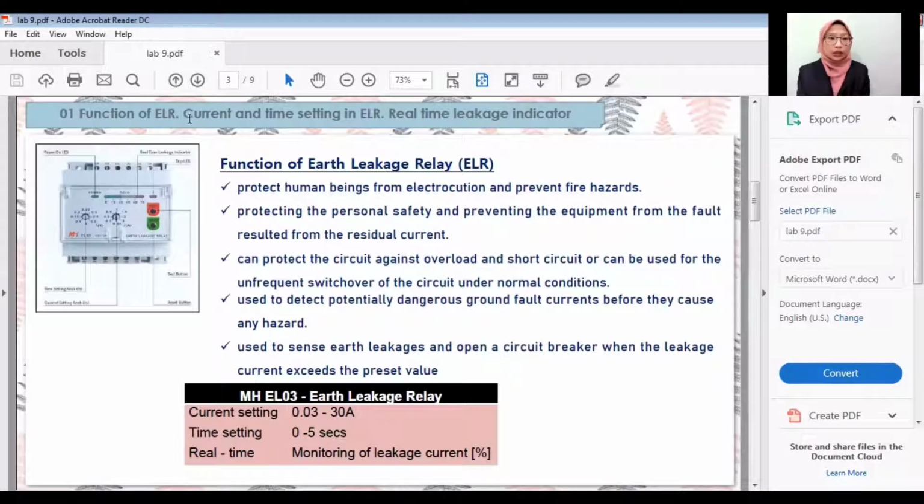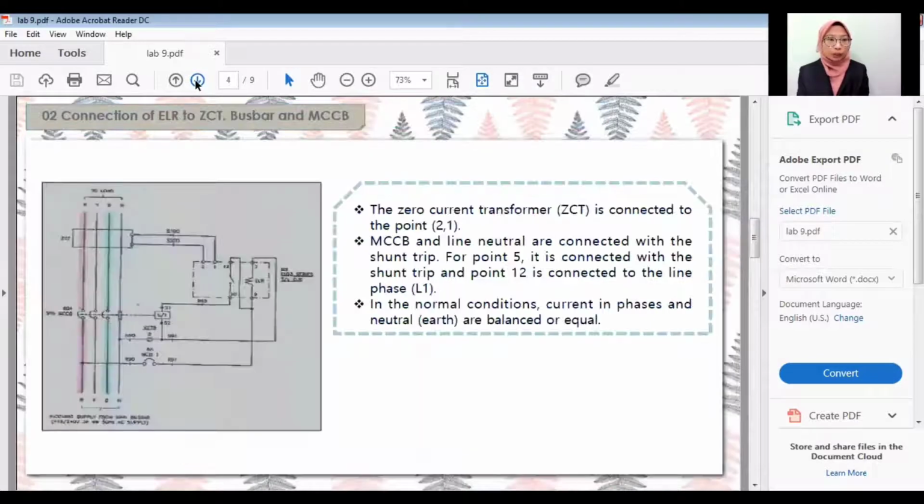Next, we move to the question number 2, which is connection of earth leakage relay to zero current transformer, bus bar and molded case circuit breaker. Okay, so in this lab sheet, figure of earth leakage relay in low voltage switchboard is given. It consists of 4 wires, which is red, yellow, blue and neutral. So the incoming from the main bus bar is connected to the molded case circuit breaker.